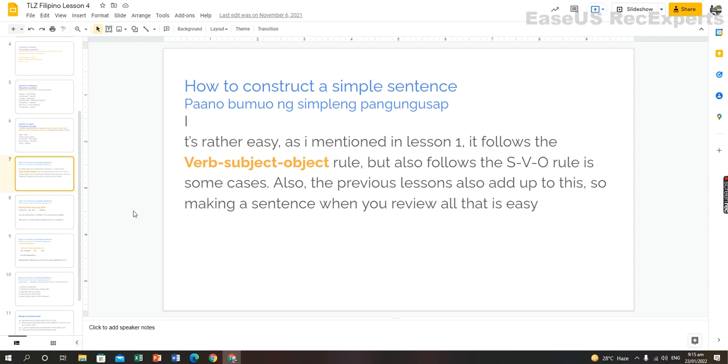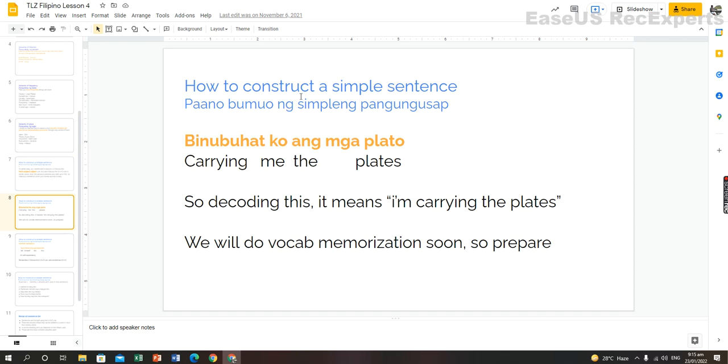So, how to construct a simple sentence? It's paano bumuo ng simpleng pangungusap. It's rather easy. It follows the verb subject object rule, but also follows the subject verb object rule as well. So, as I said, the verb comes first, then the subject, then the object. So this is what I'm talking about. If you want to do simple sentences, this is more clarification on that.